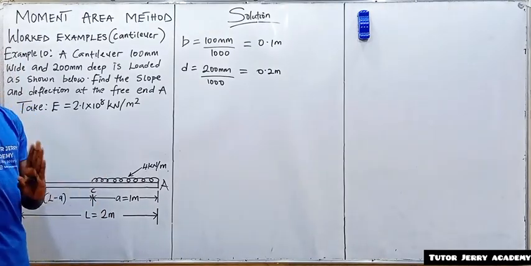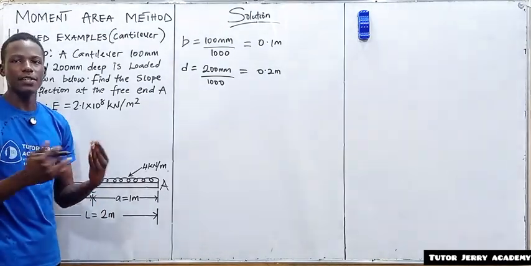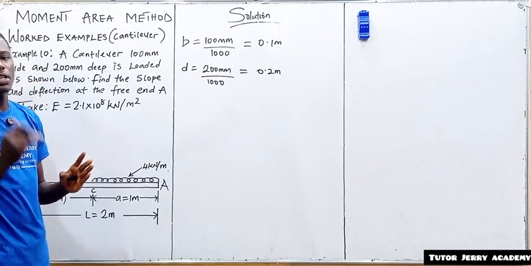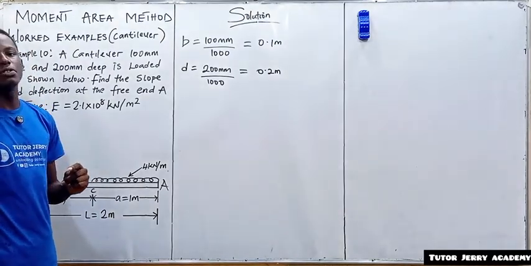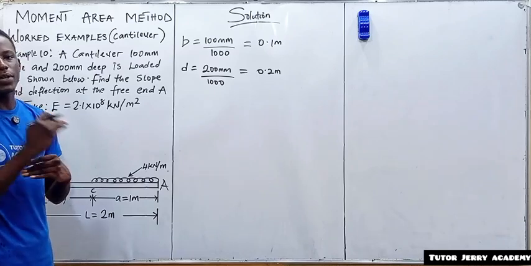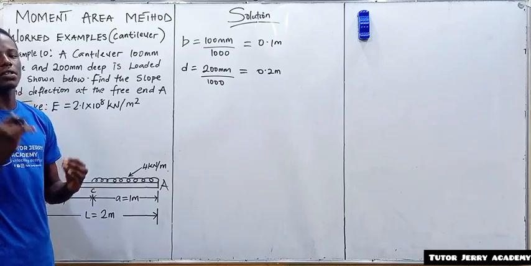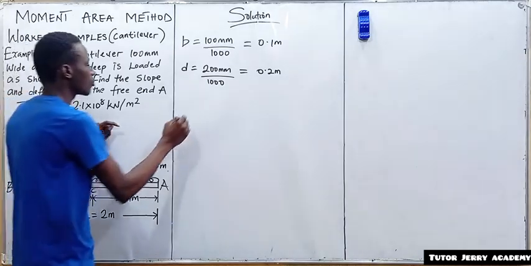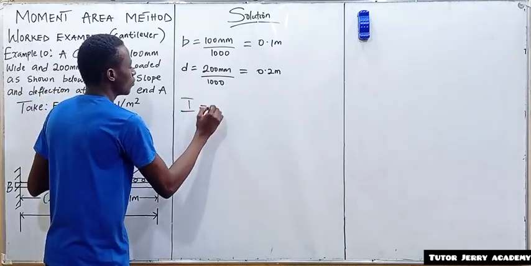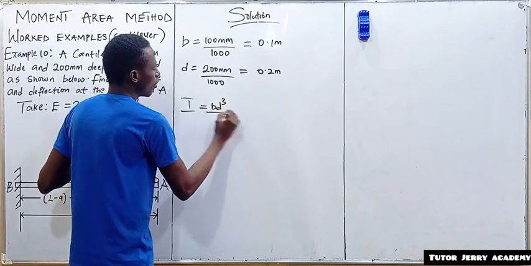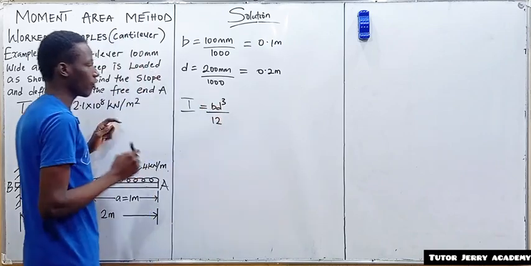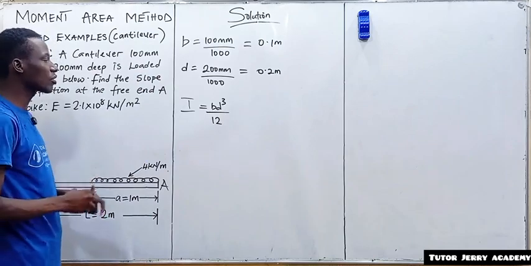a rectangular section. And how do we calculate moment of inertia for a rectangular section? The formula is I equals BD cubed all over 12, where B is the width and D is the depth. So I is equal to BD cubed all over 12. These are the values for I.